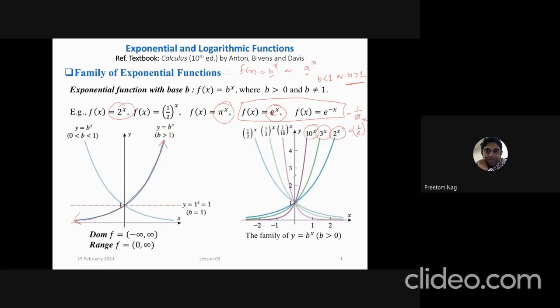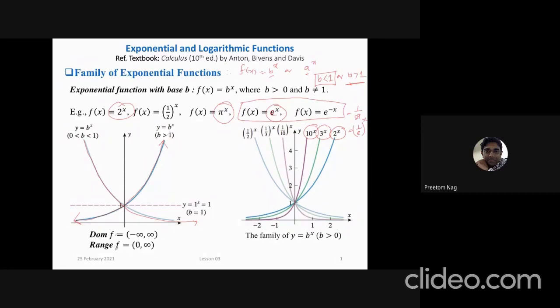And if b lies between 0 and 1, meaning less than 1, what will be the behavior of the graph? In that case, the graph will start from up and go down near the x-axis, approaching the x-axis but never crossing it. But for b greater than 1, the graph will start from the bottom, near the x-axis, and from there it will go up to infinity.